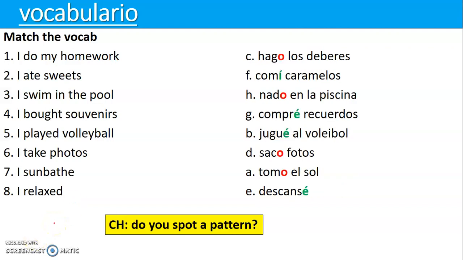Okay, so those are the matched up answers. Hopefully you will have seen the pattern, which is the present tense ones, so the red ones, all end in an O. And then the past tense ones end in either an E with an accent or an I with an accent.